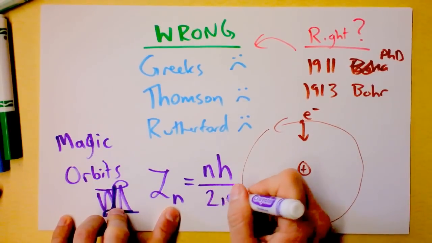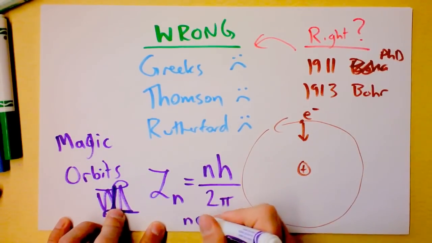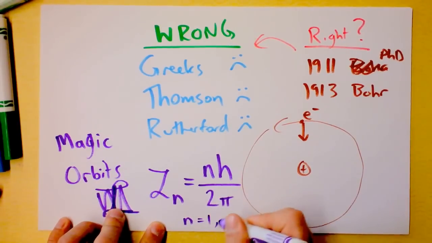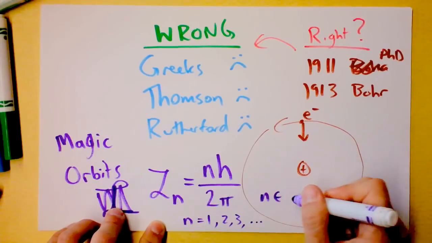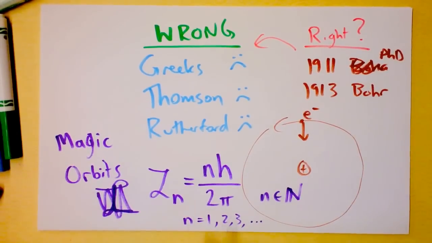Yeah, divided by 2 pi. And he says n has to be any whole number. So I'm going to say n is 1, 2, 3, etc. No, sorry, that's a natural number. n has to be an element of the set of natural numbers.